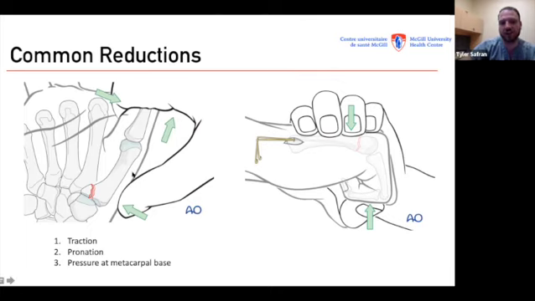This is a Bennett fracture. Now, we don't traditionally reduce them in the emergency room. This is more of an operative reduction, but it's possible if you see this, especially in the community where no plastics is around. It's a classic traction, pronation, and pressure at the metacarpal base to get that little fragment back. Because this ligament here is called the volar beak ligament, and it's very strong. And so you really want to bring the metacarpal towards the osseous fragment as opposed to bringing the fragment to the bone. So that's how we do that.